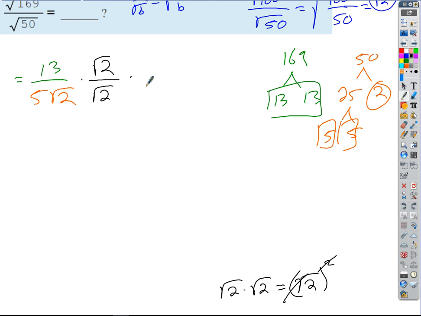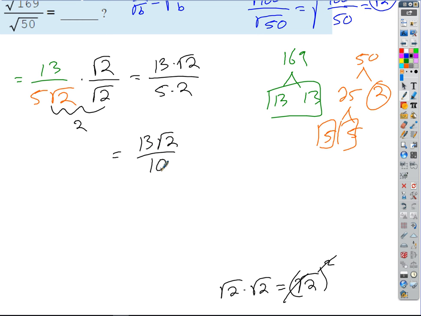So on the top then, we end up with 5 times 2, right? Or on the bottom, sorry. 5 times 2. On the top, we get 13 times the square root of 2. And so our final answer is 13 radical 2 over 10. Now, you can't just write that down and always assume that's the simplified answer, because sometimes we could simplify that fraction. We can't this time, but sometimes we could, right? Does that make sense? Okay.